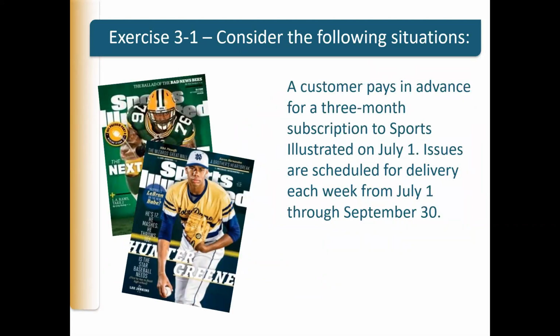Okay, guys, this isn't tricky, but think about it. A customer pays in advance for a 3-month subscription to Sports Illustrated on July 1st. Issues are scheduled for delivery each week from July 1st through September 30th. When would Sports Illustrated record these revenues?